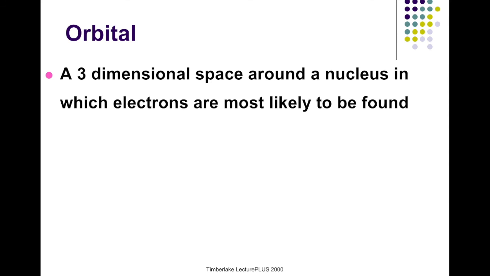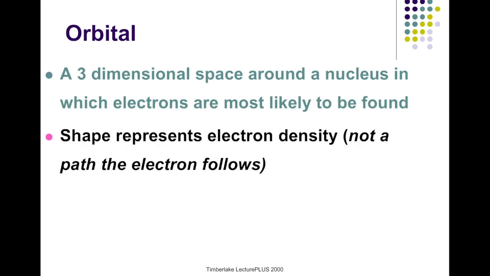So we're going to start with here. The orbitals are a three-dimensional space around the nucleus in which electrons are most likely found. So here we're going to take a look at that. Each shape represents electron density. It's not a specific path of the electron flow. Key word, it is not a specific path. It is just an area that it could potentially be in. It is not guaranteed.